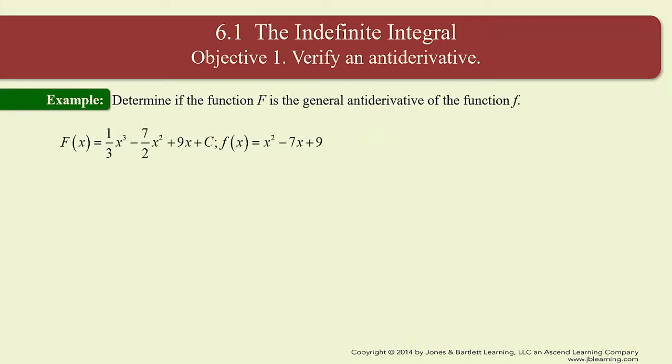So to see how we're going to get started here, the first example I have: determine if the function big F is the general antiderivative of the function little f. So, there's big F of x, 1/3 x cubed minus 7/2 x squared plus 9x plus c. And little f of x is x squared minus 7x plus 9. So I'm going to head off to the chalkboard now to work this out. See if you think you can come up with the answer.